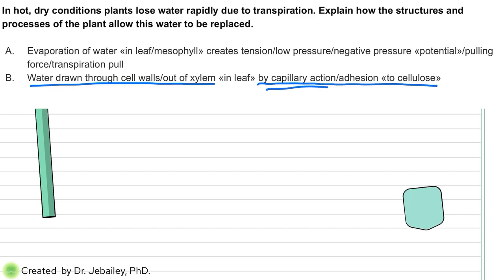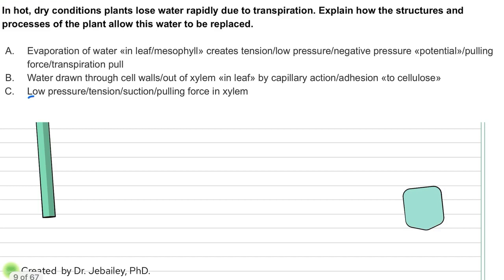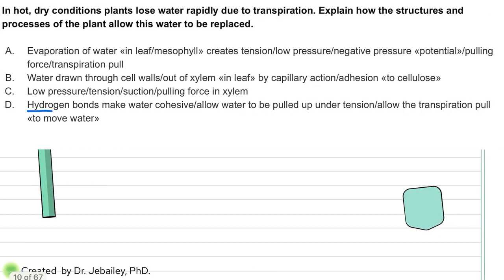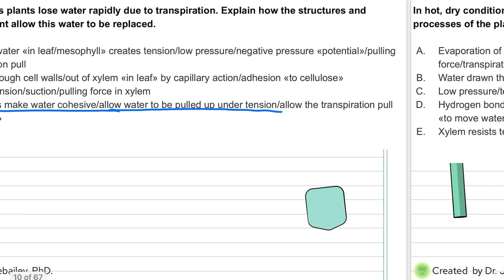So you can see I did talk about capillary action, adhesion, low pressure, tension, suction, pulling force in the xylem. So again, I did mention there's a low pressure in the xylem, which is the pulling force. Hydrogen bonds make water cohesive, allowing water to be pulled up by the tension. So remember, the cohesion keeps the water molecules together with each other when they pull together.